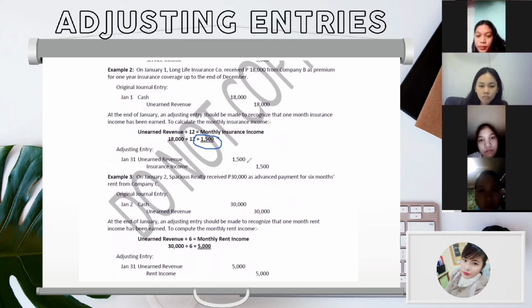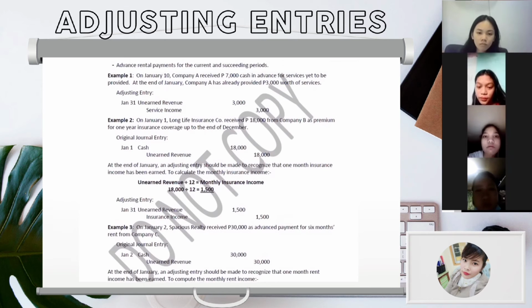So, therefore, 1,500 yung nagamit na. Kasi ito yung original entry niya, journal entry. Ito yung adjusting entry niya. So, unearned revenue, 1,500. Insurance income, 1,500. Okay? Sige, tignan natin in comparison with example number 1. Okay? Tignan natin yung comparison.